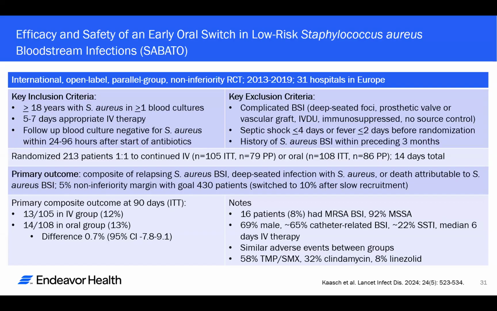And you'll see here when we look at the primary composite outcome, they did find that there was no difference between the groups, but our 95% confidence interval is pretty wide there. So a little hard to kind of apply this out. Unfortunately, they didn't really meet the original numbers that they were hoping to.